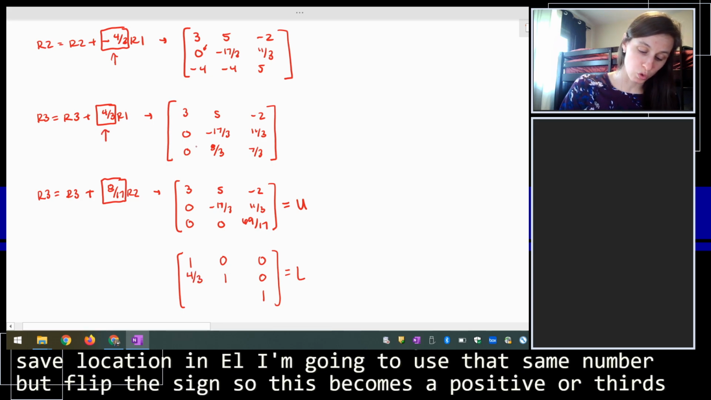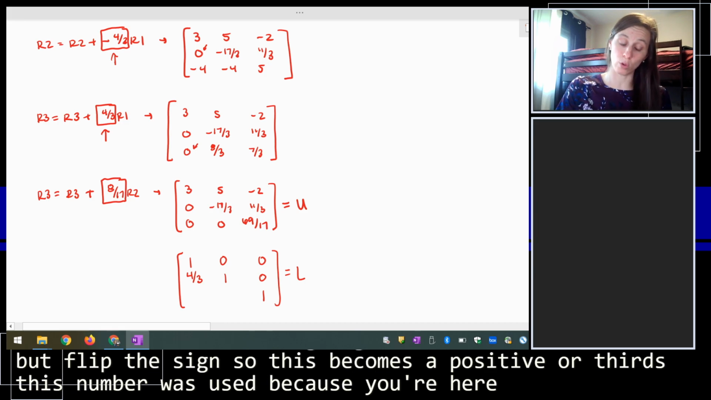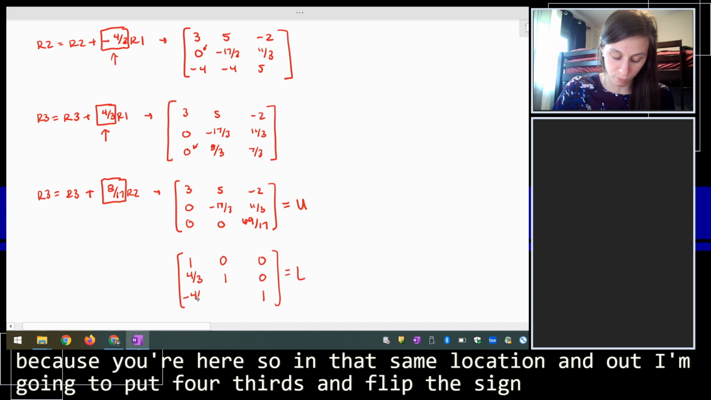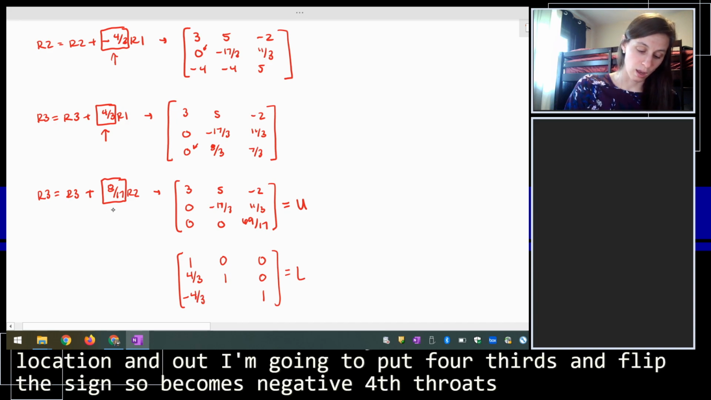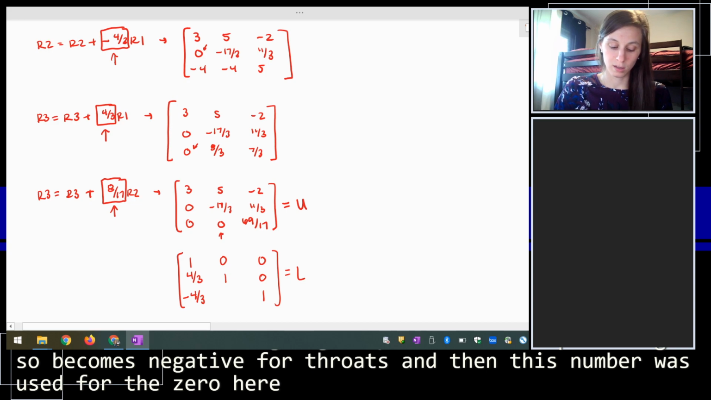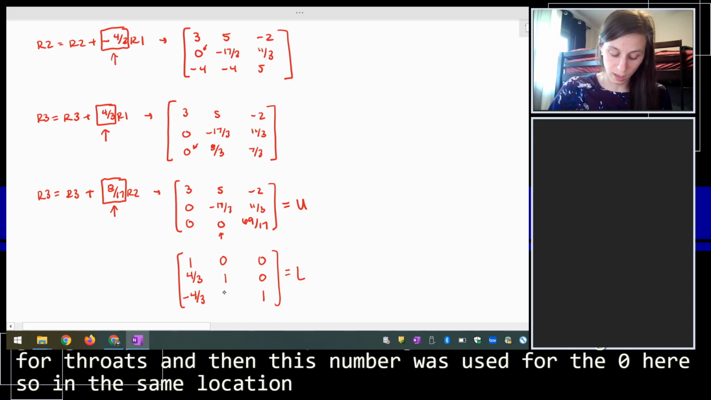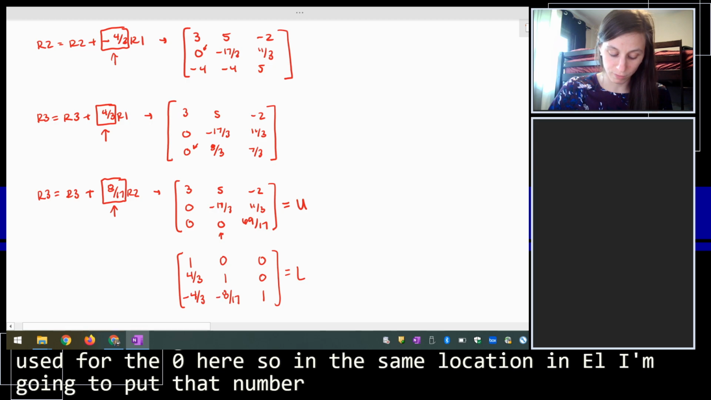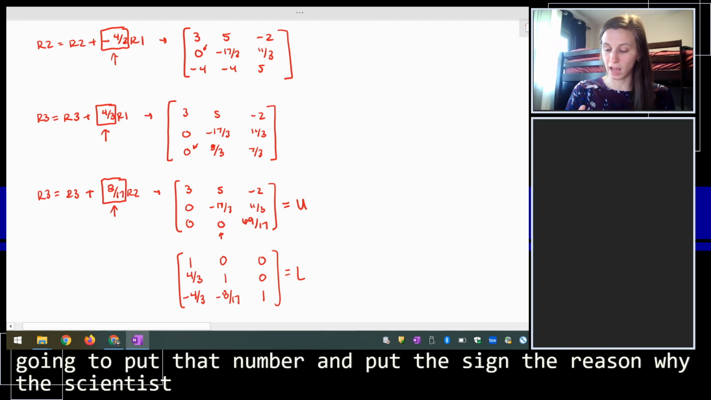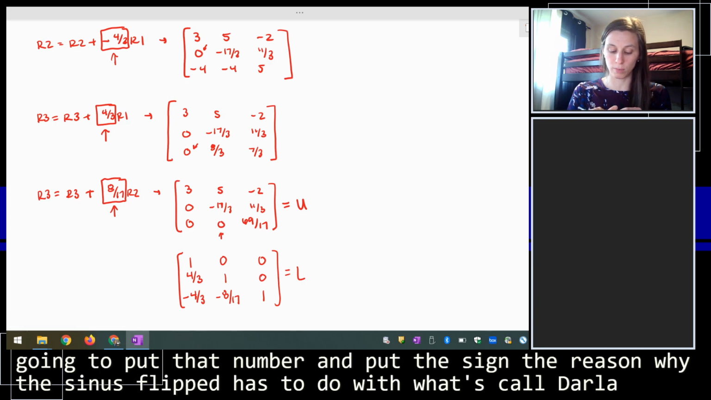This number was used to put a 0 here. So in that same location in L, I'm going to put 4/3 and flip the sign. So it becomes negative 4/3. And then this number was used to put a 0 here. So in the same location in L, I'm going to put that number and flip the sign. The reason why the sign is flipped has to do with what's called our elimination matrices.